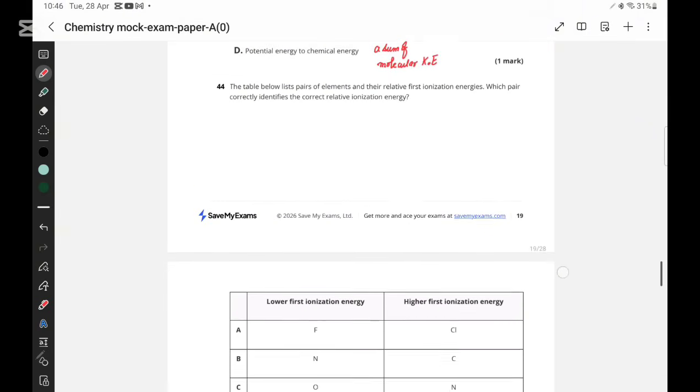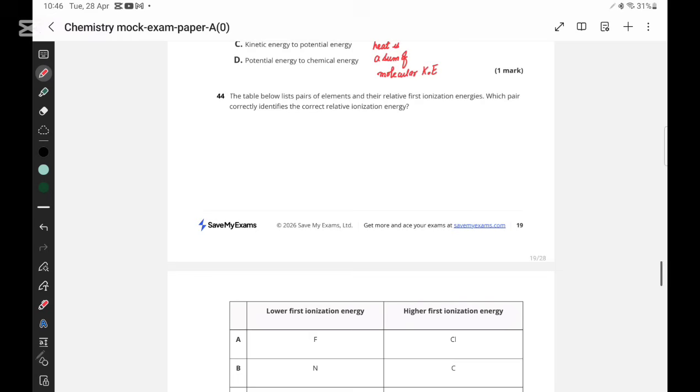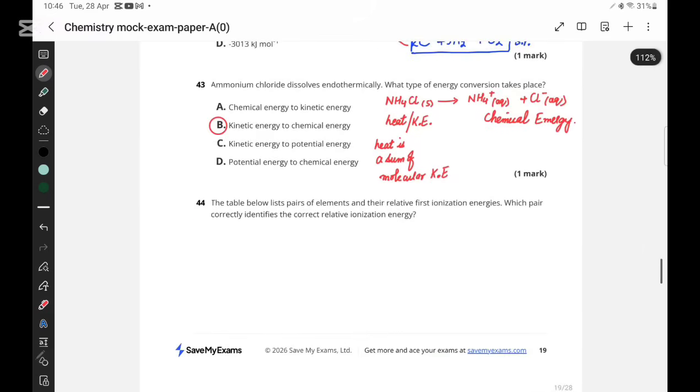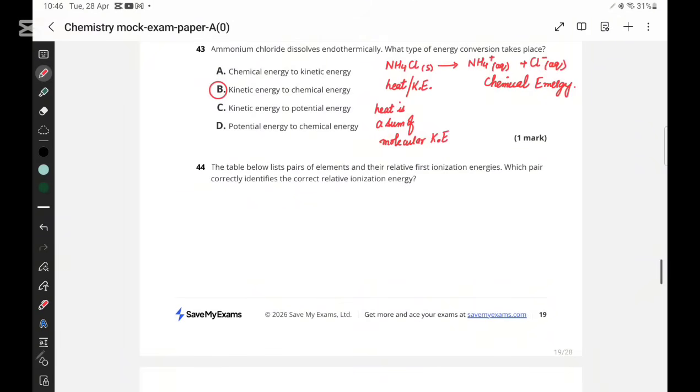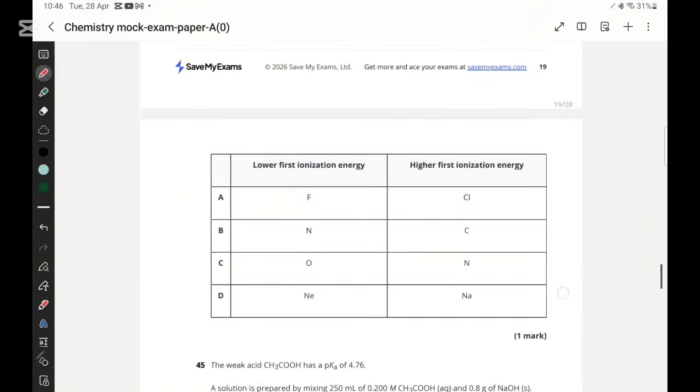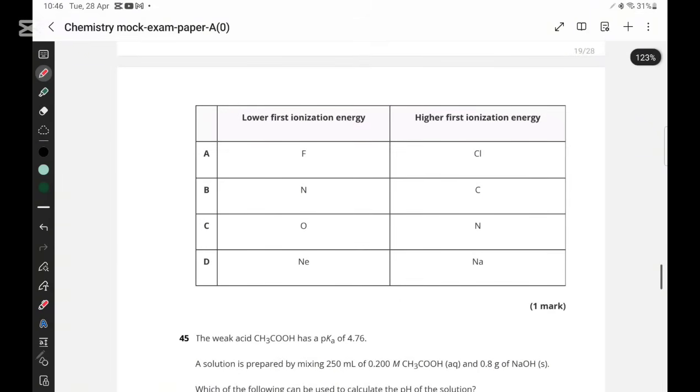So question number 44: the table shows a list of pairs of elements and their relative first ionization energy. Which pair correctly identifies the relative ionization energy? So we have lower first ionization energy and higher first ionization energy. When we see oxygen and nitrogen, oxygen has 8 electrons: 1s2, 2s2, and then 2p4. And nitrogen, 7 electrons: 1s2, 2s2, 2p3.